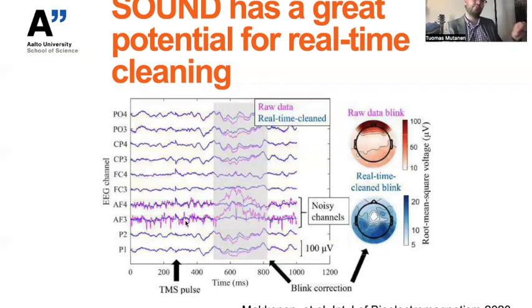You can see that it quite nicely finds some of these contaminated channels over here, AF4, AF3, and also, if there are blinks, those can be removed with an SSP type of approach. So we think that this is very promising.